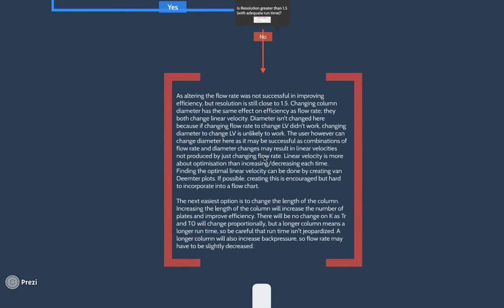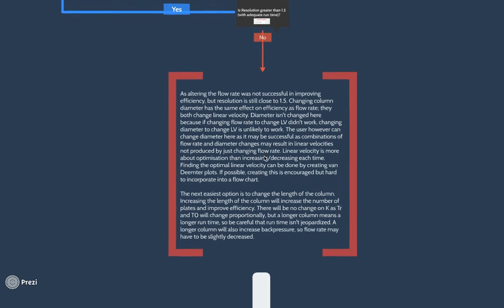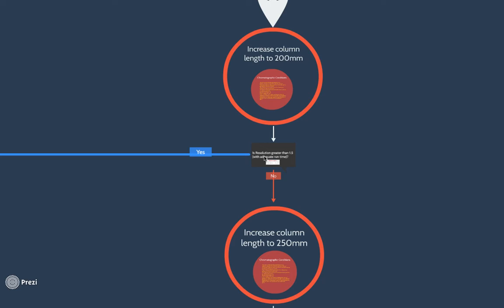Now we could decrease the column diameter to change linear velocity, but I thought that changing the flow rate changes linear velocity, so if that hasn't worked, maybe column diameter won't work either. But obviously you could get different linear velocity values by changing column diameter, so I haven't done that here, but it definitely could be done, or you could try it. There's a little information there just about why I didn't put in column diameter, because of the effect of linear velocity.